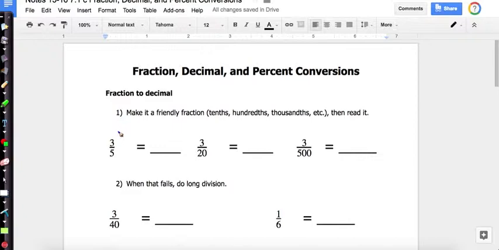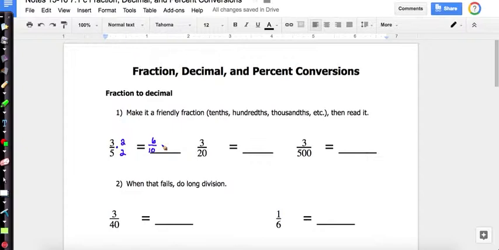Look at the denominator and see if you can turn it into tenths, hundredths, or thousandths, and then read it. So the first one, 3/5. Can I turn 5 into tenths? The answer is yes. We can multiply top and bottom by 2. What you do to the top, you must do to the bottom. So 3 times 2 is 6, and 5 times 2 is 10. So this is 6 tenths.